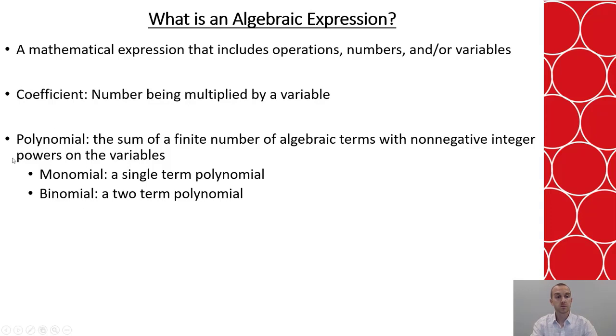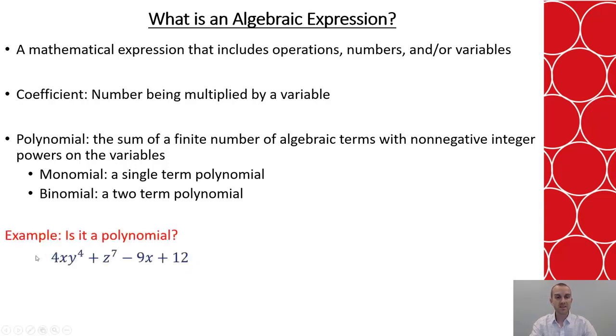Other key terms include polynomials, monomials, and binomials. A polynomial is a sum of a finite number of algebraic terms with non-negative integer powers on the variables, whereas a monomial is just a single term and a binomial is a two-term polynomial. So let's look at an example.